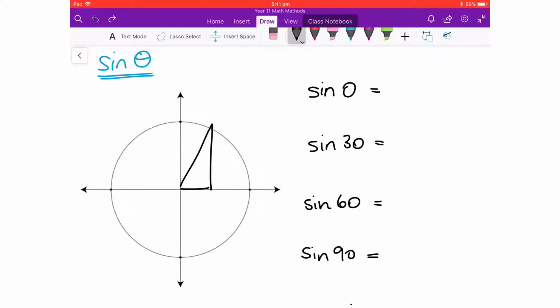Okay, so the first one here is sine 0. Let's have a think for a second. Sine 0, that means that theta is equal to 0. 0 means it's not even going to create a triangle. If you really think about it, it's kind of like a straight line. Like this is 0 degrees. This is maybe 10 degrees, 15, 20, and so on. Sine 0 doesn't create anything. It doesn't even make a triangle. So sine 0 is actually equal to 0. So if you check in your calculator, put sine 0 in, it's going to come up with 0 because it doesn't even create a triangle.